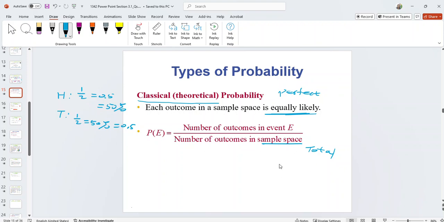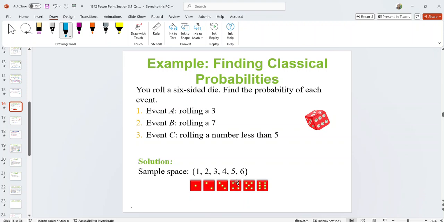Okay, so look at this one right here. You roll a 6-sided die, and the event A is rolling a 3. What is the probability? You only have one 3 here, and your possible outcomes are 6. So it's 1 out of 6. Or say we look at the probability of rolling a 7. Do we have any 7 here? No, we don't have a 7. So that's 0 out of 6.